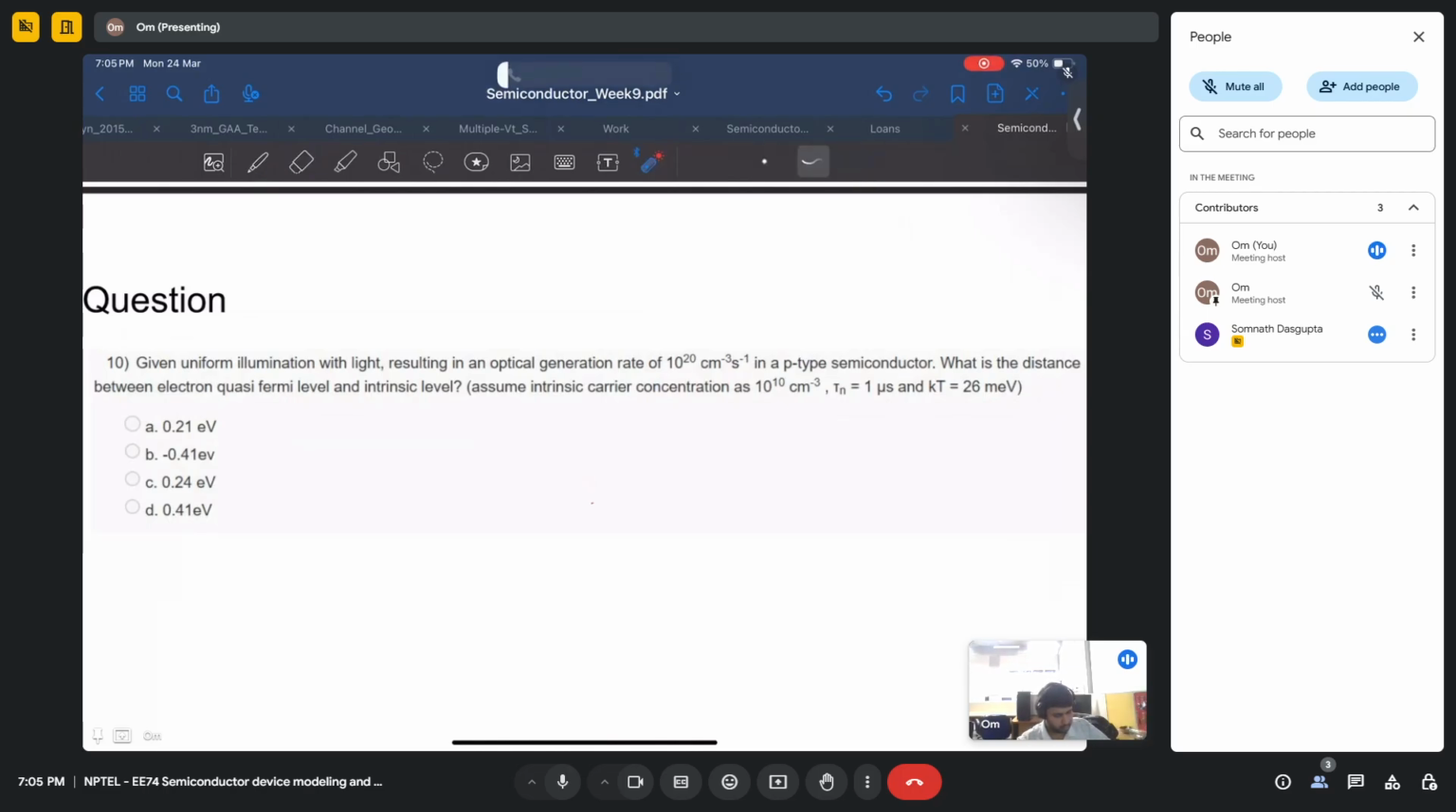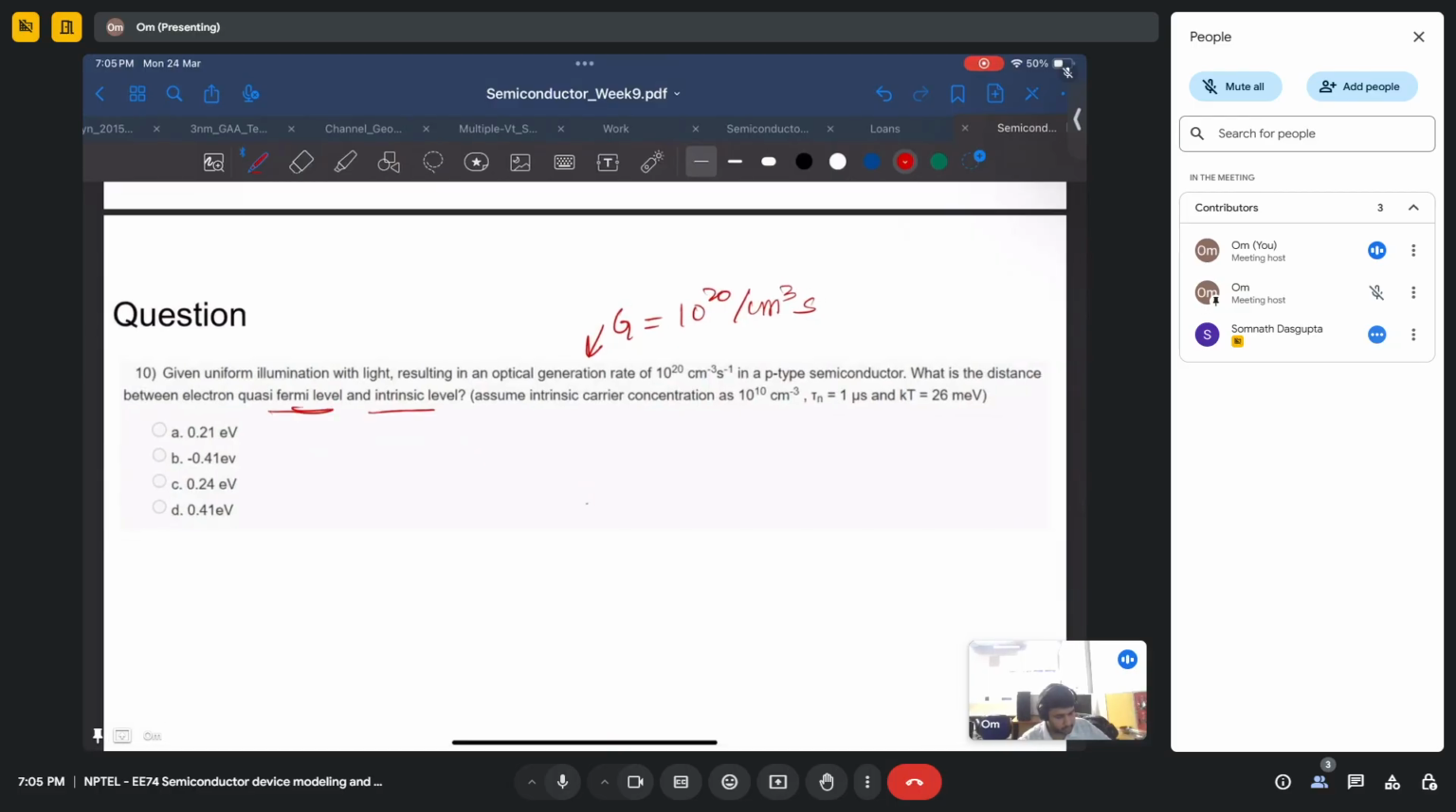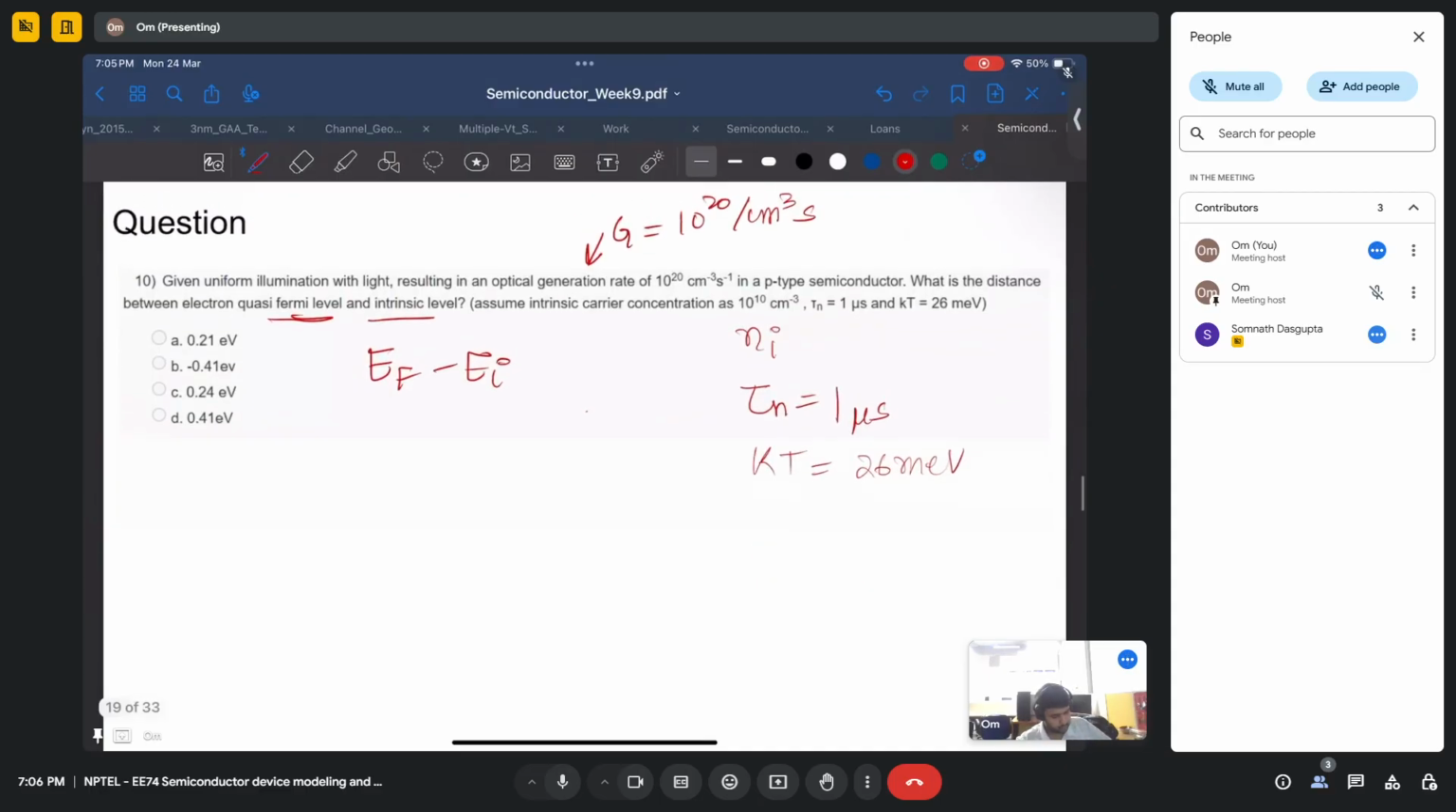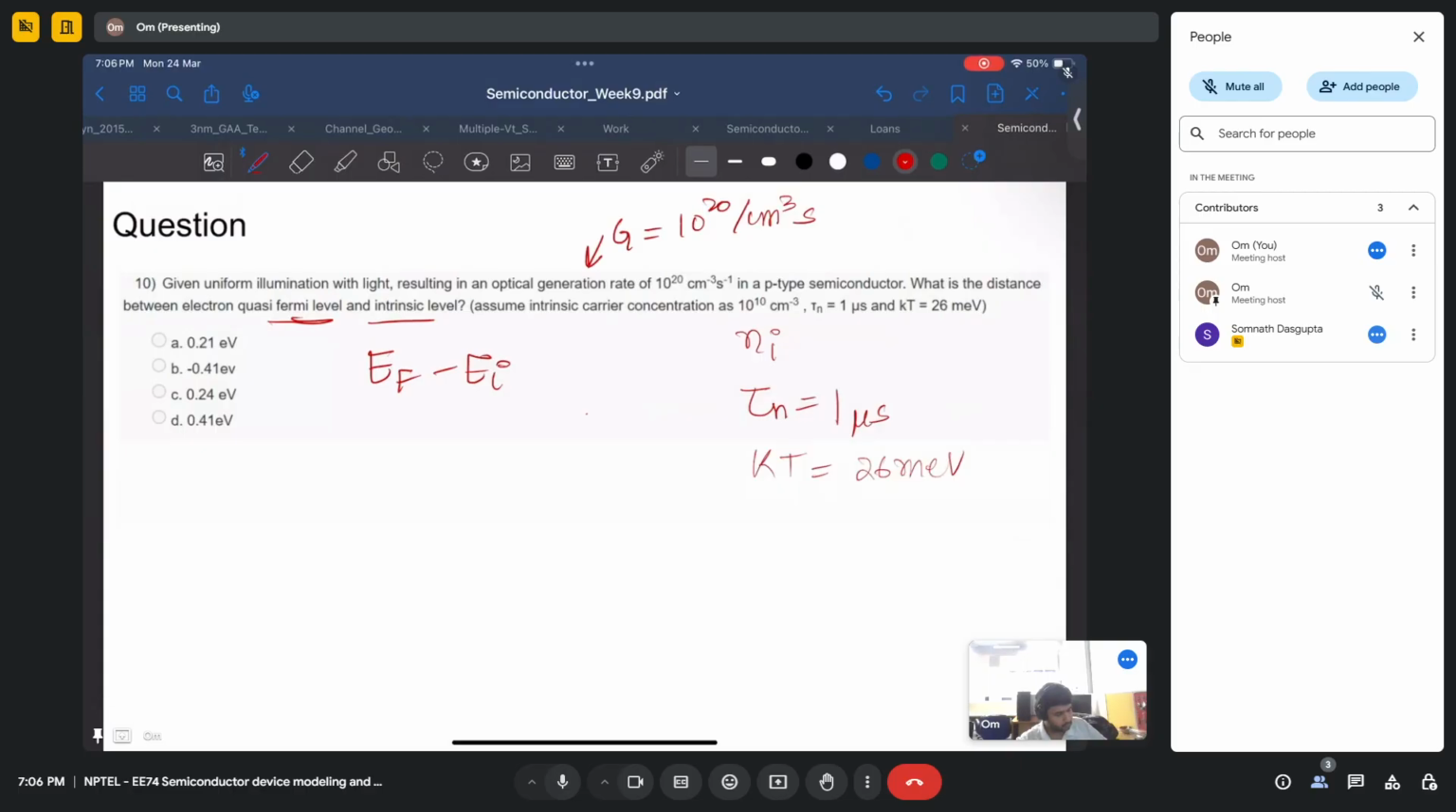Okay, so a lot of things are given in this question. First, let's mark these. There's some generation rate given. G is 10 to the power 20 per centimeter cube per second. We have a p-type semiconductor. We have to find the difference between EF and EI, to find EF minus EI. The intrinsic carrier concentration ni is given. Tau n is given as 1 microsecond, and kT is 26 millielectron volt.